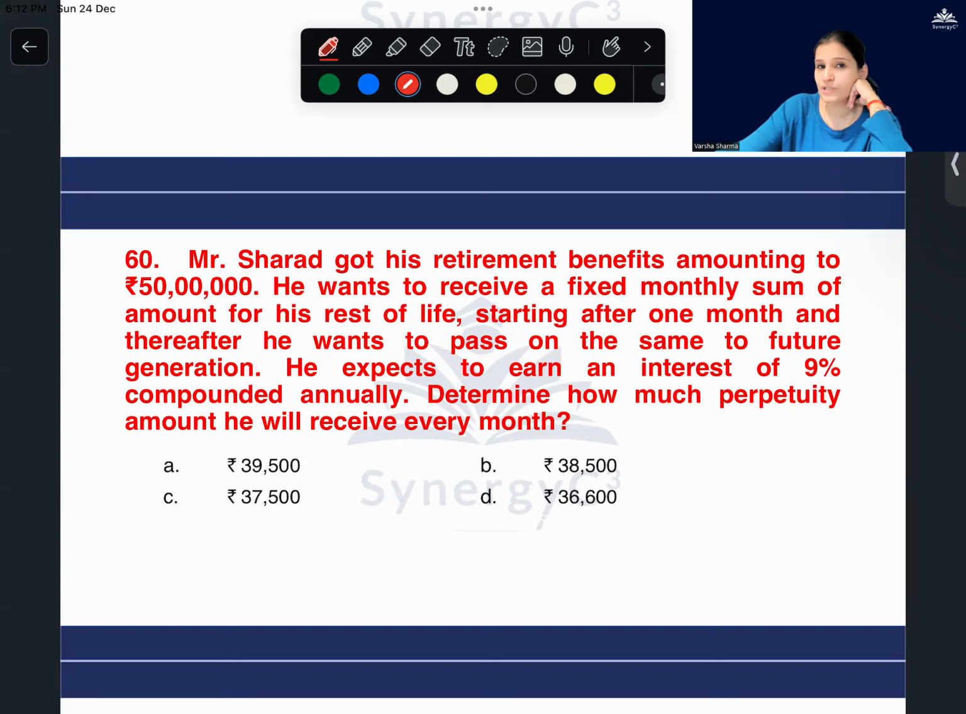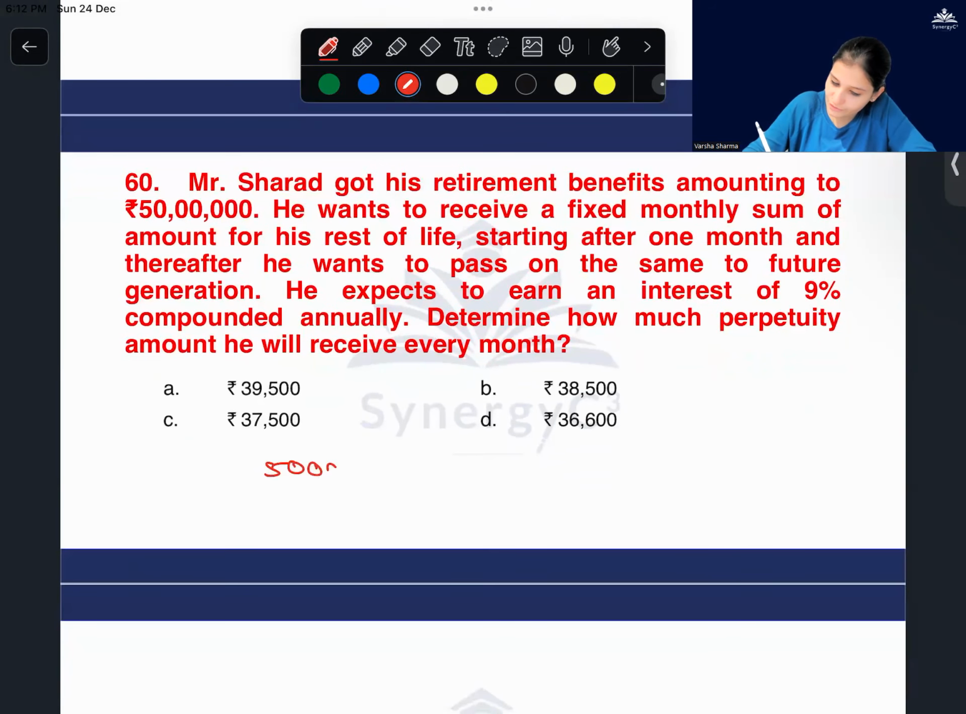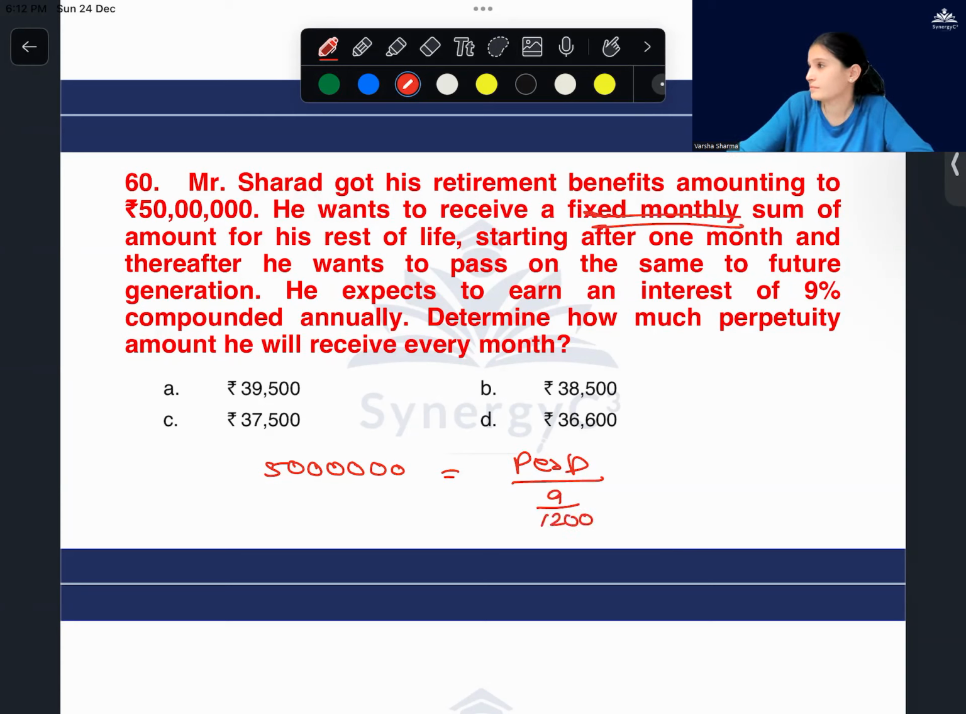Basic question. Perpetuity. 50 lakhs. 50 lakh is what? Present value. We have to find perpetuity this time. 50 lakh is the present value. Perpetuity is missing. I is monthly, so 9 upon 1200. Find out perpetuity. That perpetuity will be 50 lakhs into 9 by 1200. 37,500. Read the question very carefully.